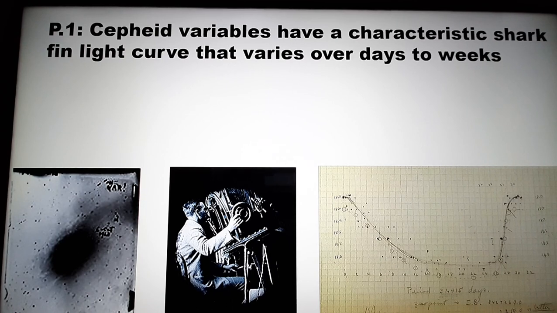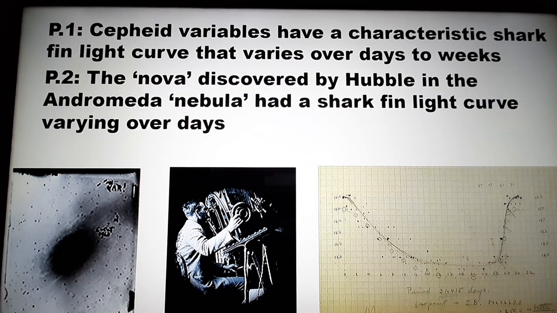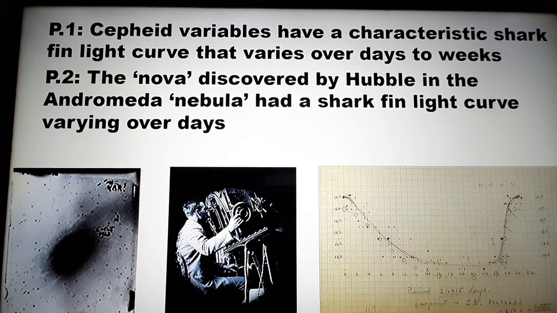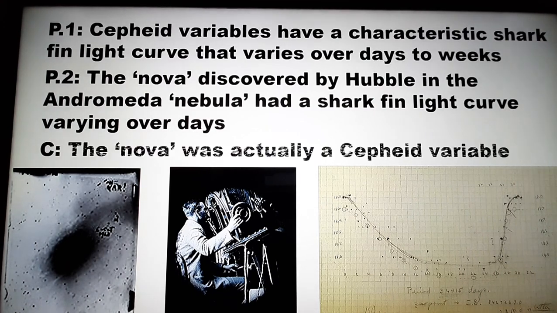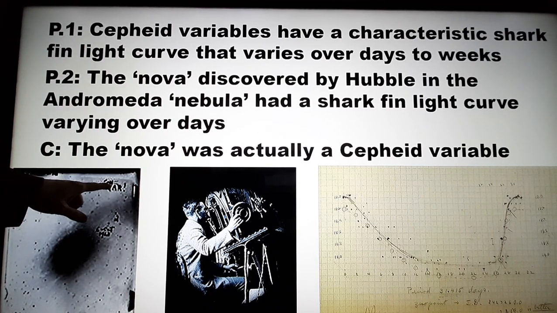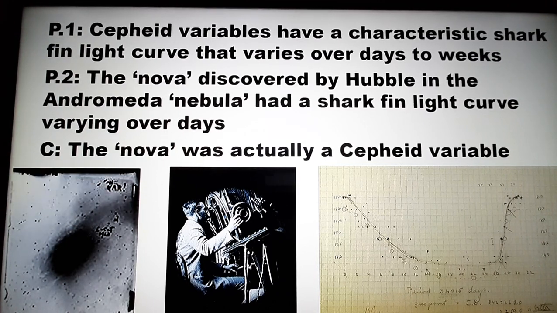The minor premise, the specific detail that Hubble observed, was that the nova, what he at first thought was a nova in the Andromeda Nebula, had a shark fin light curve that varied over some period of days. What's the conclusion he drew in his big excitement with this is that the nova was actually a Cepheid variable, and you can see that here he's crossed out. He started writing nova and crossed it out and wrote VAR for variable.